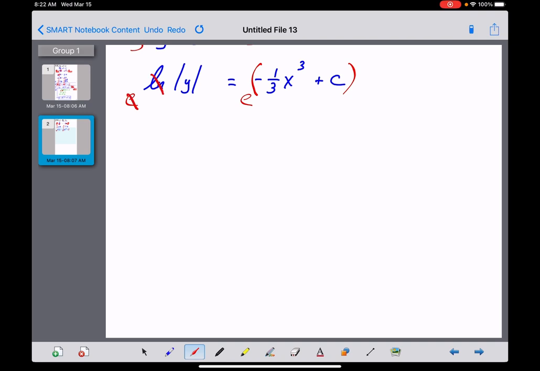The e and the natural log on the left cancel each other out, so we're going to get the absolute value of y is equal to. Now, I certainly could write this just the way it's written, as e to the negative 1/3 x cubed plus c. That is not wrong, and that'll be fine, and it'll get you full credit.